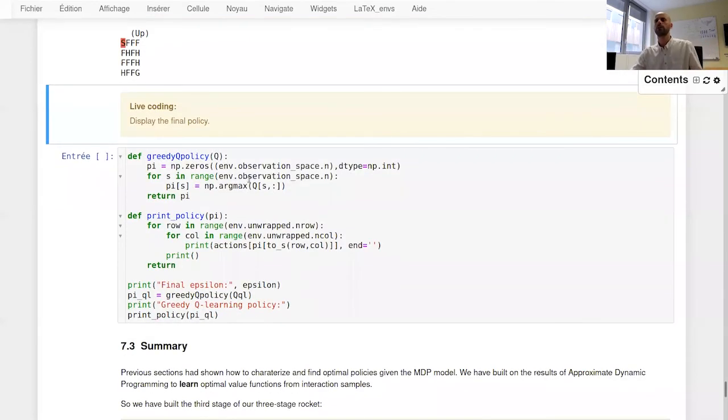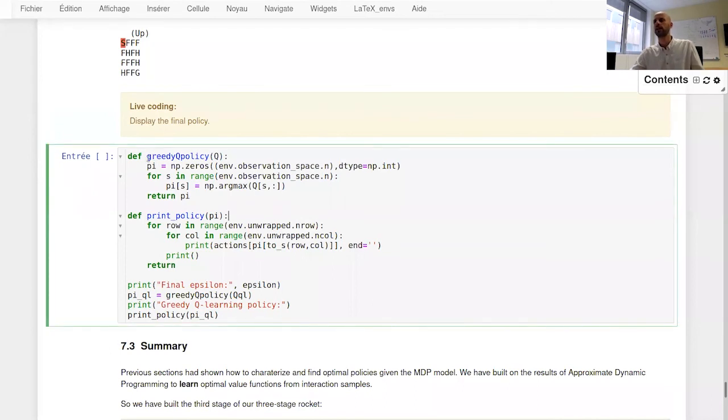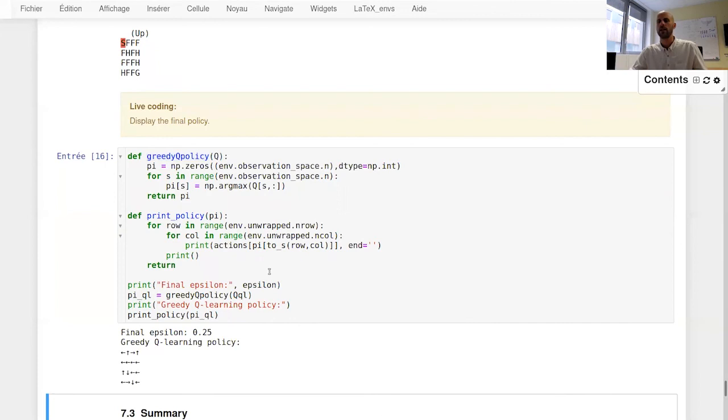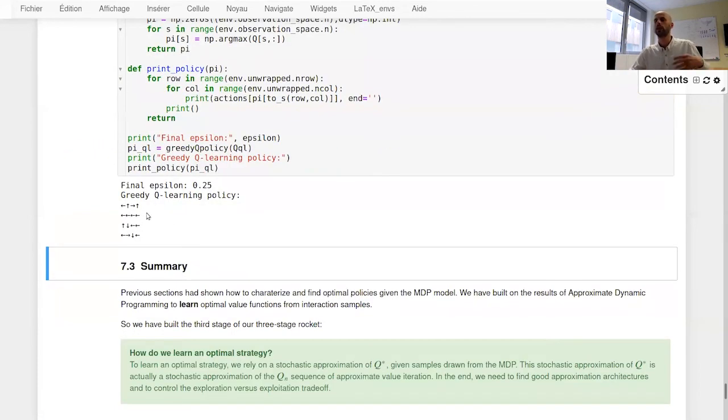I want to plot the final policy. So I'll just define a function that outputs a greedy policy and prints it. So please trust me on the details here. I'll just display that optimal or at least quasi-optimal policy found by Q-learning on the frozen lake example.